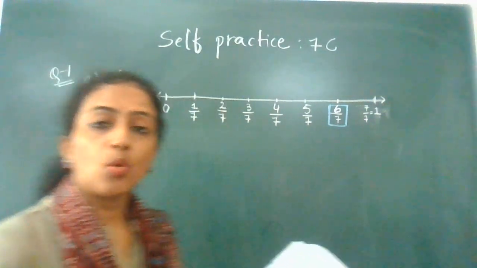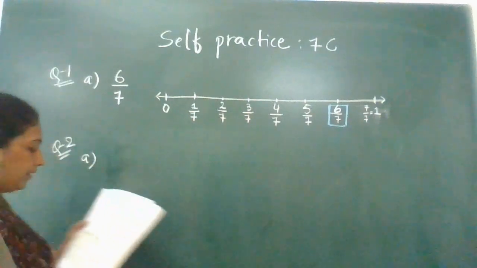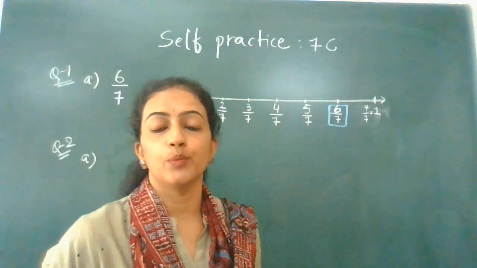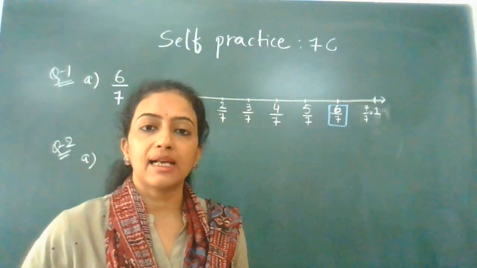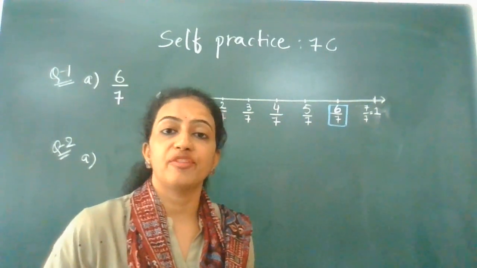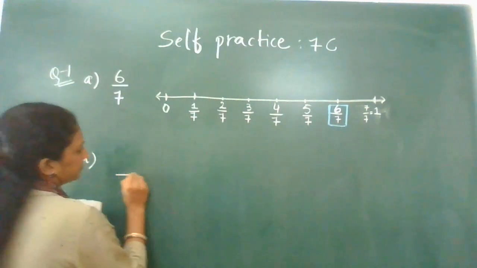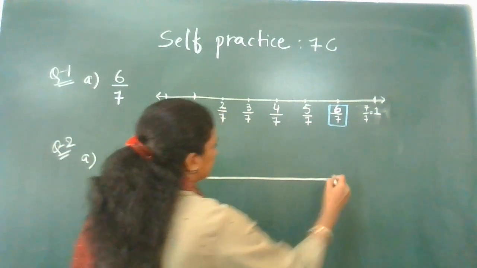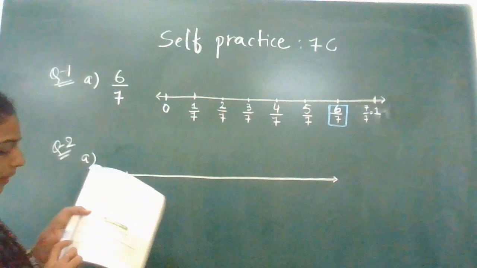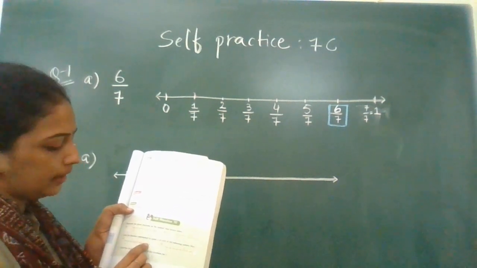Let's do question 2A. Question 2A says they have already marked the number line and given it to you. Out of all the markings, they have highlighted one marking, and you have to tell what fraction that represents. Let's understand how to do it. This is 0. Now how many markings are there? The markings are 1, 2, 3, 4, 5, 6, 7, 8, 9, 10, 11.